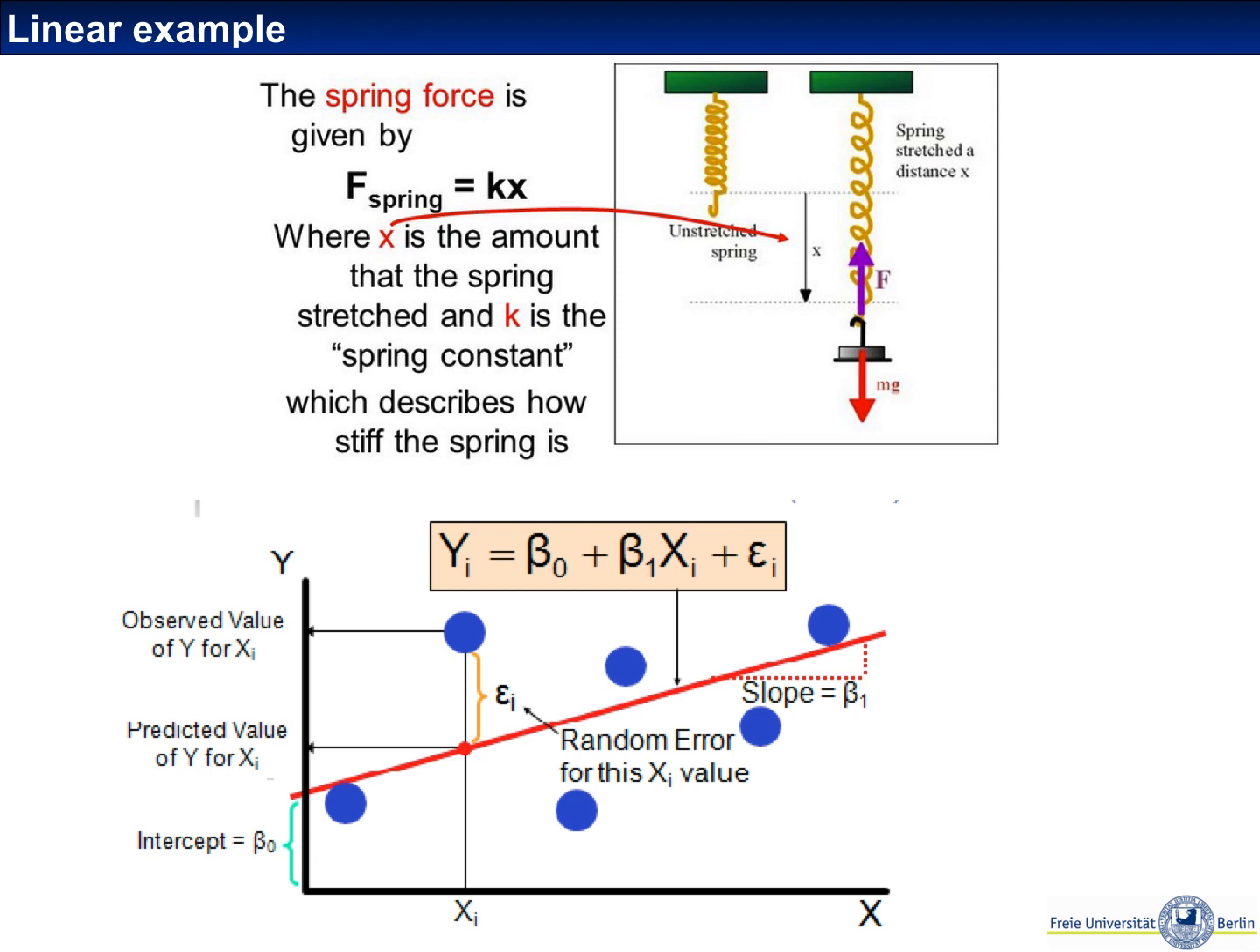Now the task is to fit the line, and in particular fit the slope, which in this case is exactly the spring constant. In general, in such a 1D linear regression, we may also want to fit the intercept. In this spring example, we have already removed the intercept because we have defined that to be zero, but in general, that's another parameter we might want to fit.